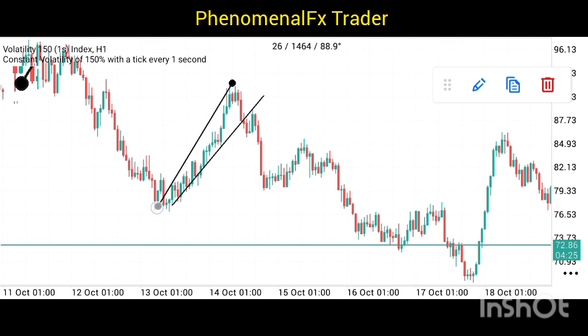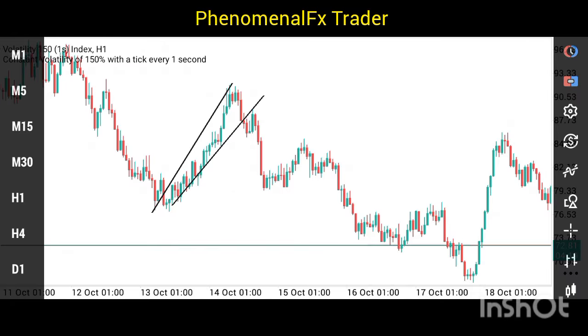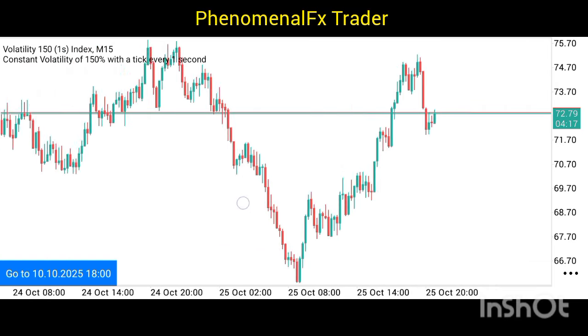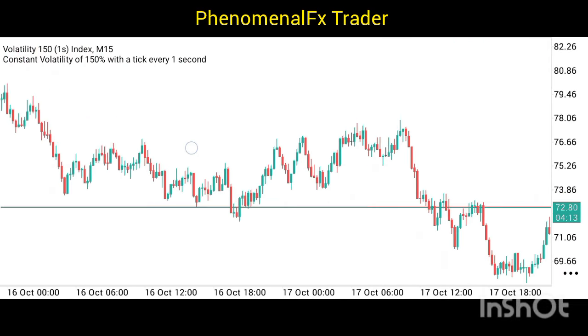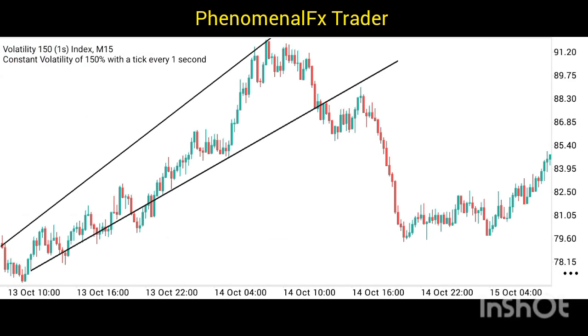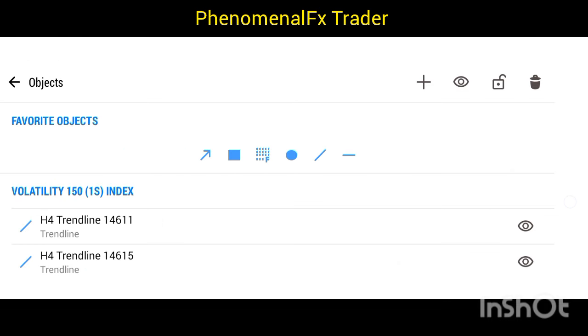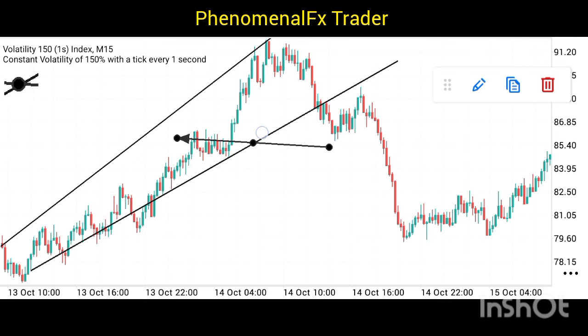All right, so for that reason we have to go down to a lower time frame. We have to go down to another lower time frame to spot the market structure. So we go to the 15 minutes time frame. Let's see what we have on the 15 minutes time frame. On the 15 minutes time frame, you can see we had some highs. All right, so this was a high at this point. This is a high, this is a low, this is a high.